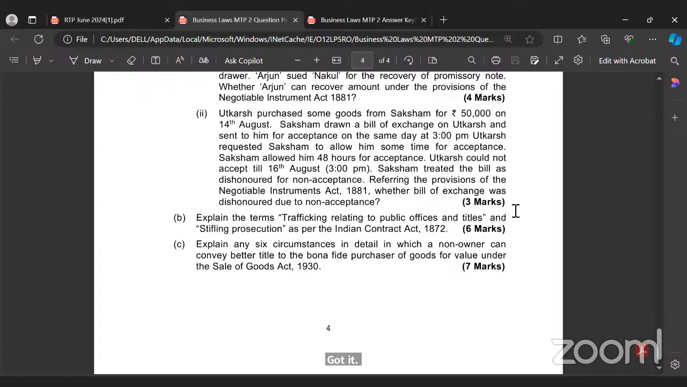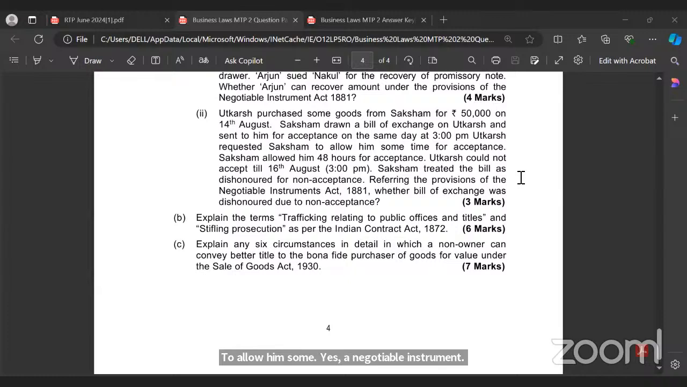Second one, Utkarsh purchased some goods from Saksham for rupees 50,000 on 14th August. Saksham drew a bill of exchange on Utkarsh and sent to him for acceptance on the same day at 3 o'clock p.m. Utkarsh requested Saksham to allow him some time. Yes, sir, negotiable instrument. 6A and B both means, that means this whole question is negotiable instruments. Sir, 6A1 and A2 is for 7 marks. Not B, no. Okay, then leave it. A will always be that. So the 7 plus 6, 13 marks is from negotiable instruments.